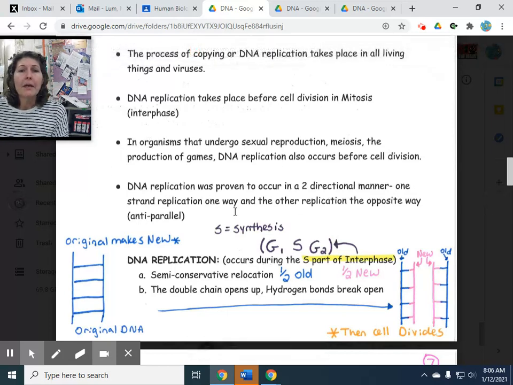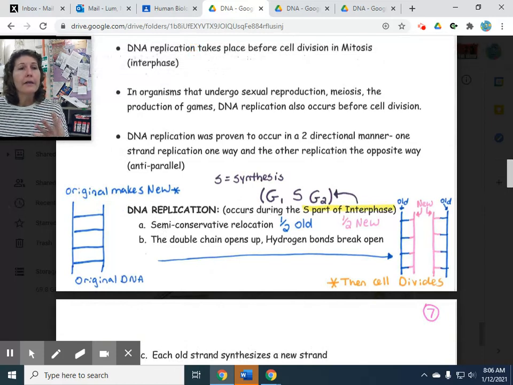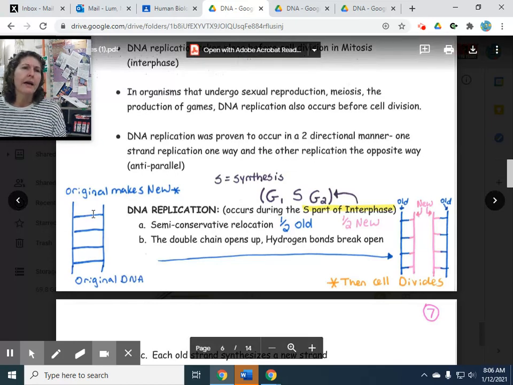So DNA replication is proven to occur in a 2-directional manner. So remember, we said that they are anti-parallel. And when I talk about this idea of semi-conservative replication, I kind of gave you guys, hey, here's a quick little picture before we get into the really big diagrams of it. Here's my original DNA. I stretched it out. We talked about the enzymes that are going to do all this, your helicases and so on. And I have my sugar phosphate backbone. I have my nitrogen base pairs that make up the rung.